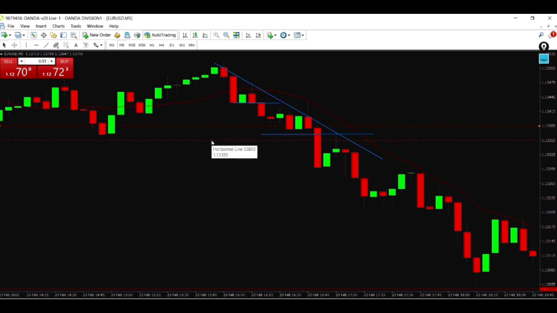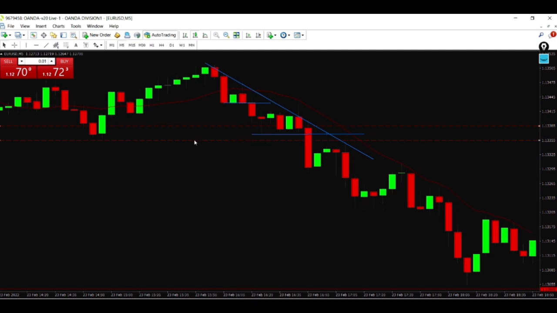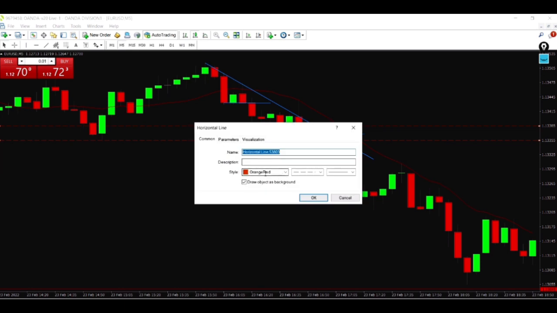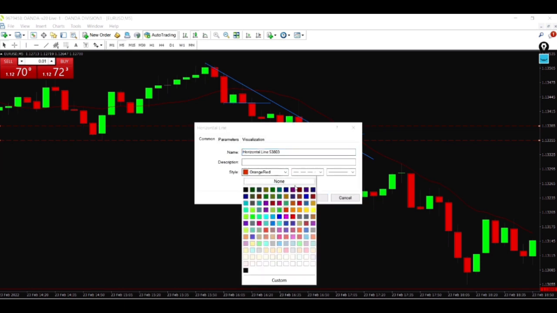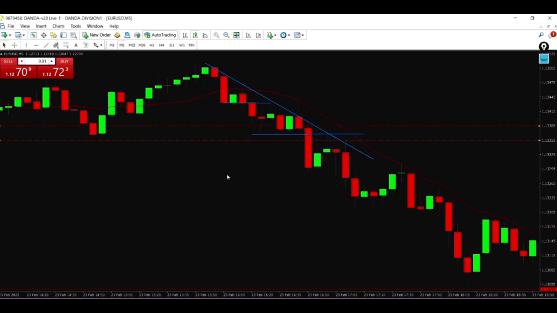So if you want to modify it, you can left click it. Actually you've got to double tap this one and left click it, and you go to properties, and you can change the colors. And if you want to make it a line or a dotted line, you can do something like that. So that's how you draw on the chart.